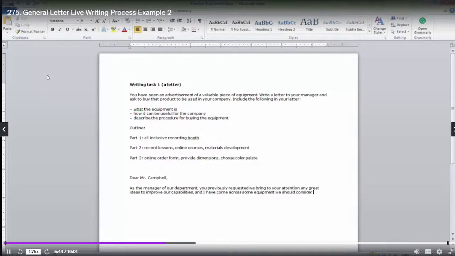Should consider. Right there, we have a very, very good compound-complex sentence. We have a very good sentence there that is going to really impress the grader, right? Really impress the grader a lot. Okay. As the manager of our department, you previously requested we bring to your attention any great ideas to improve our capabilities, and I've come across some equipment we should consider. Okay. Next, I have to talk about what the equipment is.